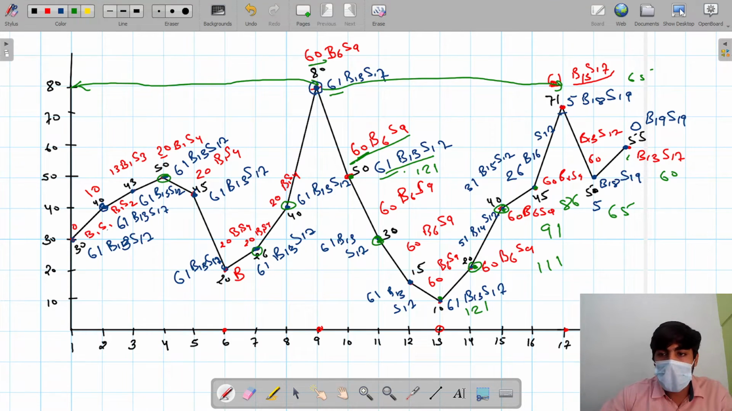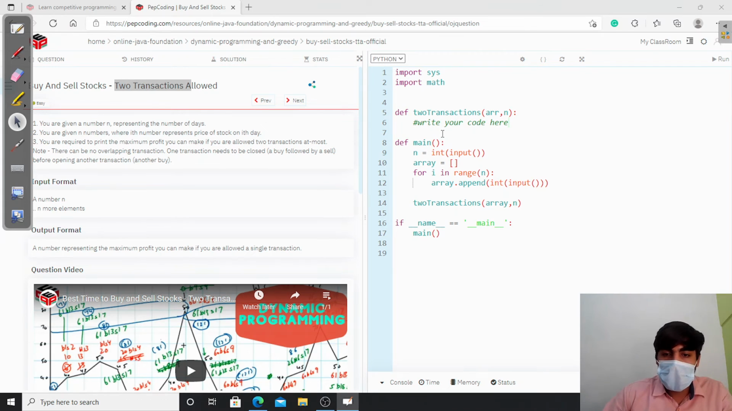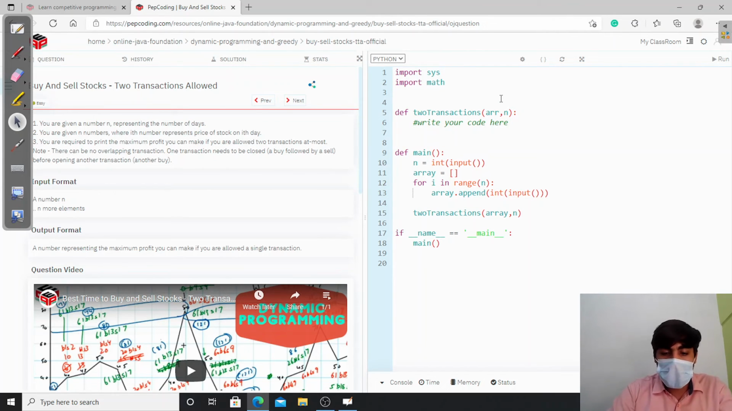So let's move to our editor. Let's see. In the given part, we have a number which represents the number of days. Then we have an array which stores the prices of days, and we have to write our code here. I am writing. Firstly, I have a variable least so far. Okay, so least so far is equal to ARR at 0.